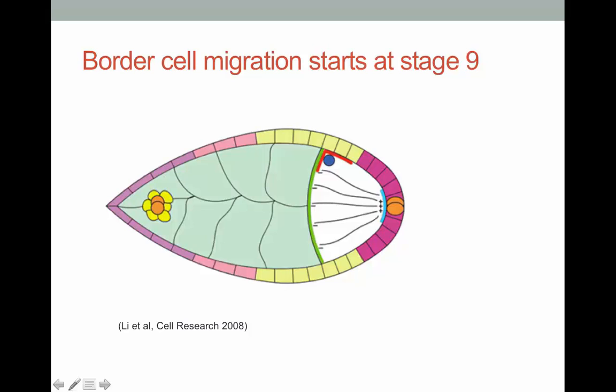So this border cell cluster here, which is formed by polar cells and the migratory border cells surrounding them, delaminates from this epithelial layer and moves in between the nurse cells until they reach the oocyte.